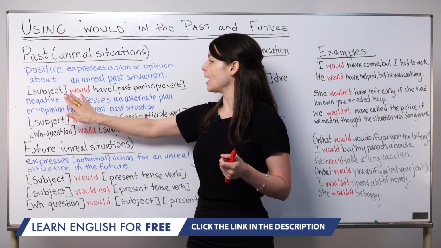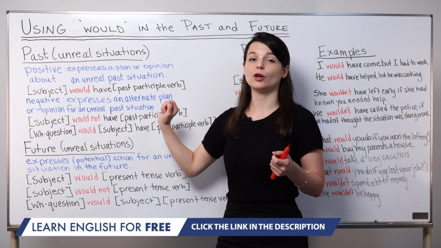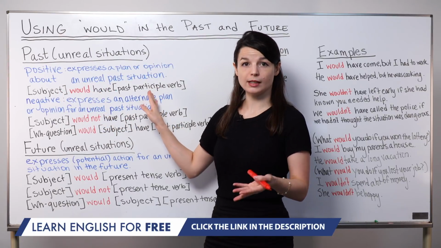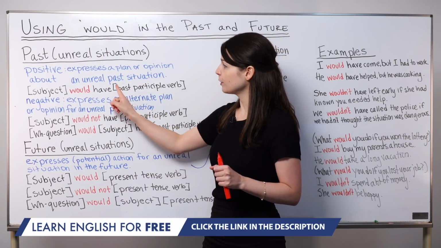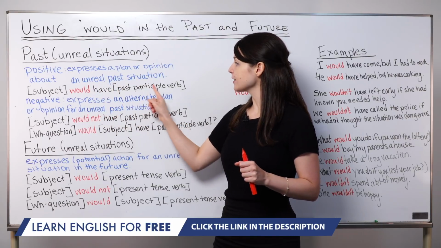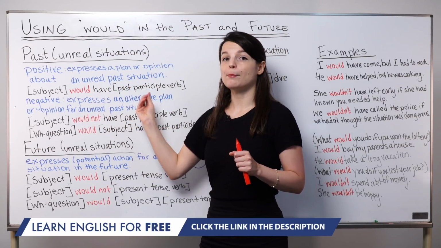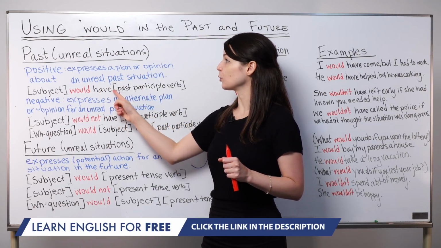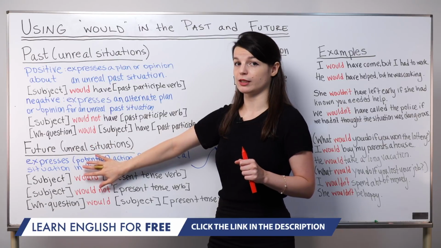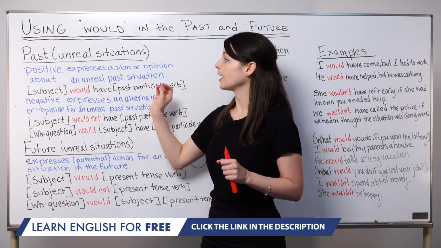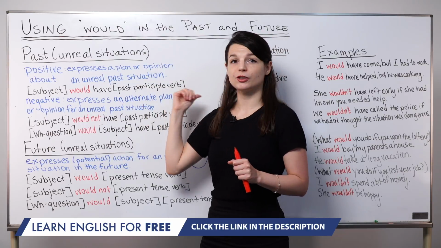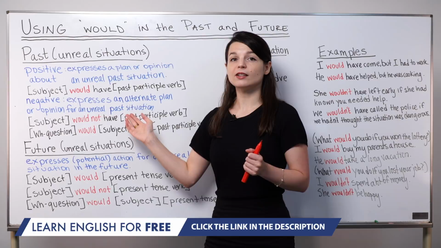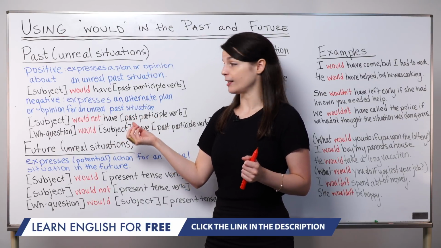So for example, I would have called you earlier, or he would have given you more time, for example. So this have plus the past participle verb creates a past tense structure. So this part, this is a key difference between past and future uses of would. So here is how we make a positive statement. I'll show some more examples in just a moment. First, let's look at how to make a negative statement here.